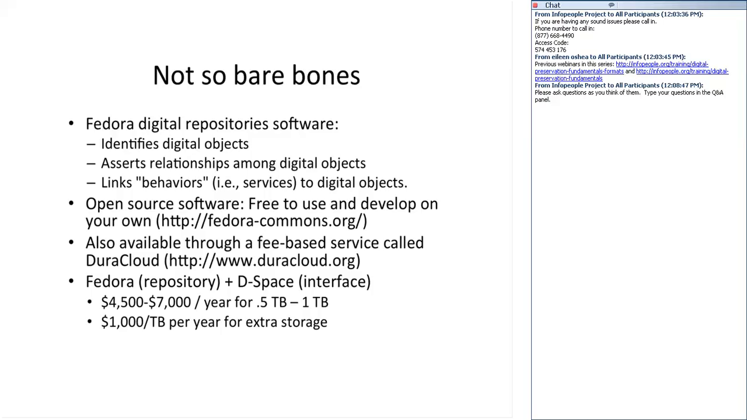And DSpace, many of you are probably familiar with, is software developed by MIT, one of the first institutional repository softwares to allow people to put their content together and aggregate groups of content for the web. The costs of buying into the DuraCloud service range between $4,500 to $7,000 a year. That gets you somewhere between a half terabyte and a whole terabyte of storage. And it costs about $1,000 per terabyte per year for additional storage on top of that.